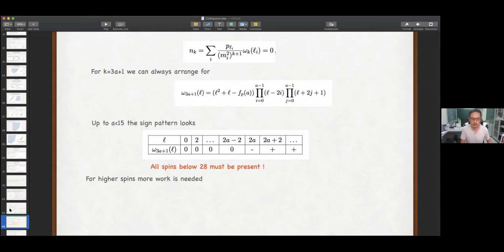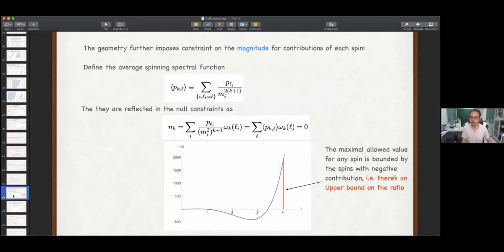Actually, you have more information than just the spin. You also have a bound on their spectral parameters. So let me define something called the average spinning spectral function. What this means is I'm summing all of this. So for example, if L equals 4, I'm considering all the states that are spin 4, and each of these states is weighted by their mass. So this is what I call the average spinning spectral function, because it's weighted by the mass.